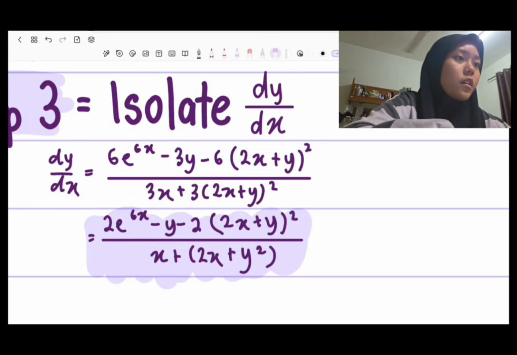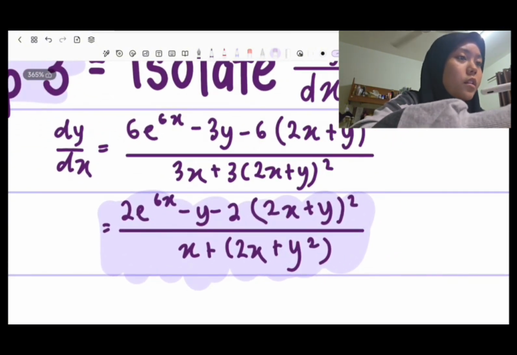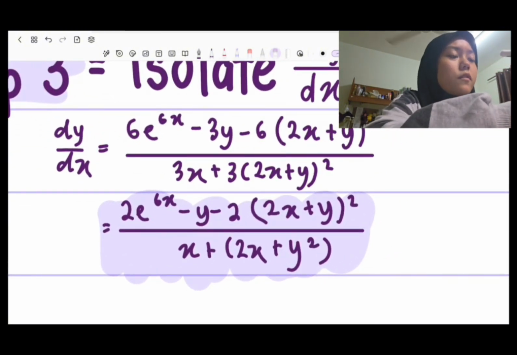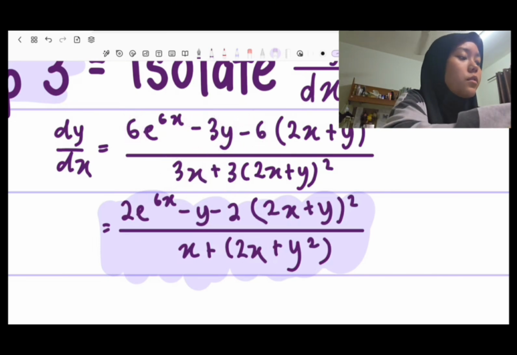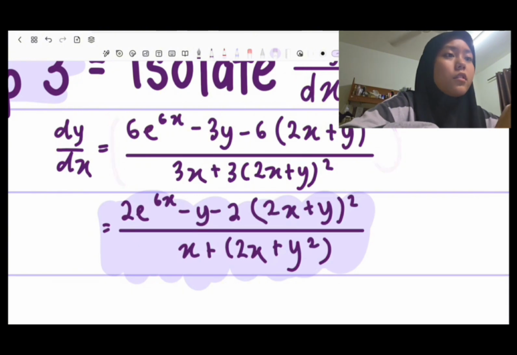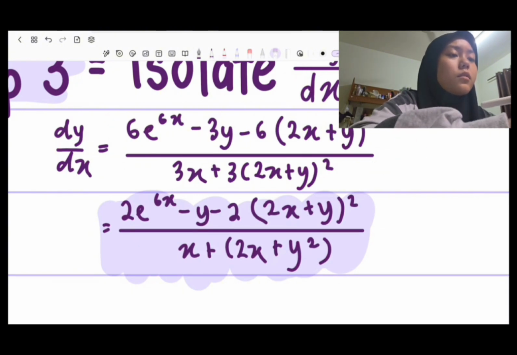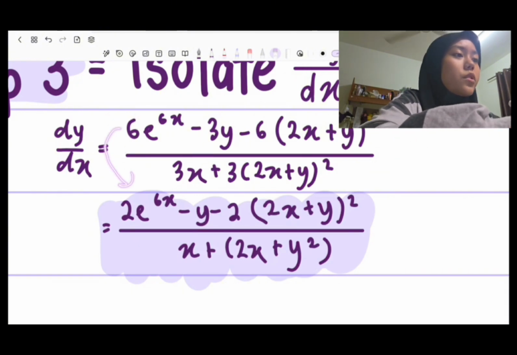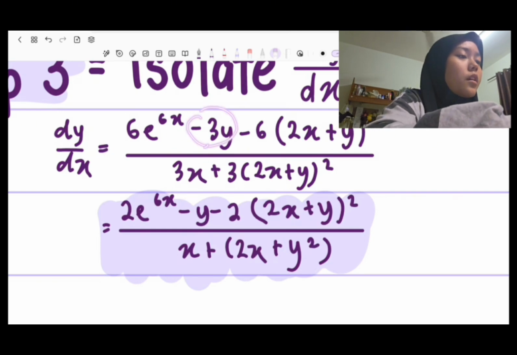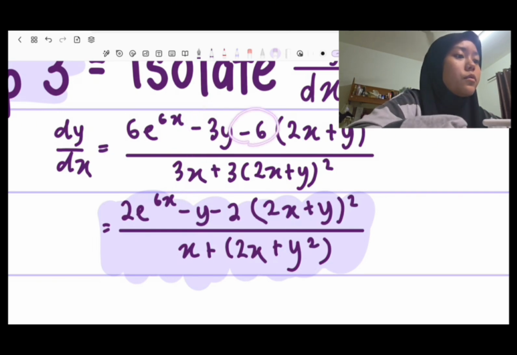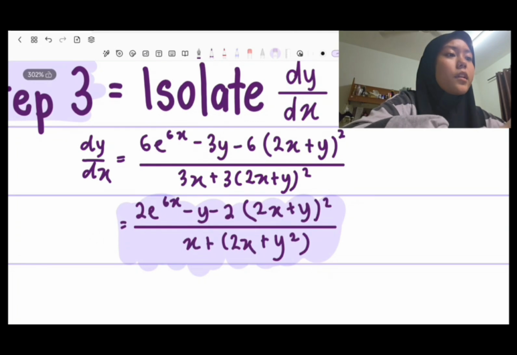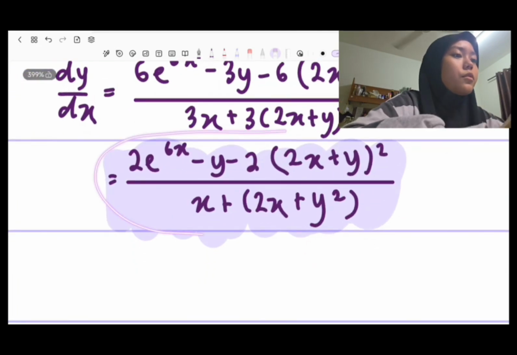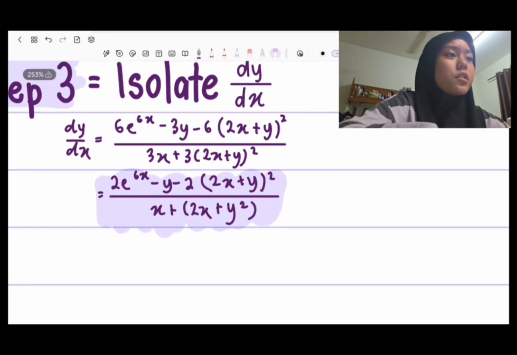As you can see there, the numbers in numerator and denominator are 6, negative 3, negative 6, 3 and 3. You can divide all of this with 3, so you can cancel out. 6 will become 2, minus 3y will become negative y, negative 6 will become negative 2, 3x will become x, and 3 will become 1. So after you cancel all the numbers, this is the final answer that you will get. So this is the answer of this question.